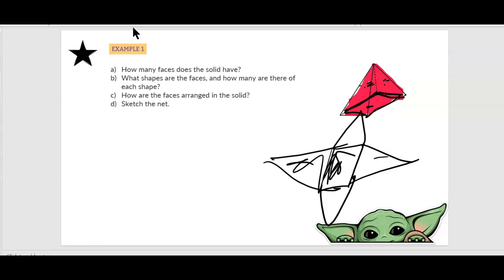I'm guessing that there's a bottom one here, and then if they fold out, I see, because this one has to, it's like a teepee. You have to connect, these have to connect. It's not like a teepee. I don't know what it's like. Like a flower? I don't know. How are the faces arranged? Okay, sketch the net. I think I just did. All right, let's see here.